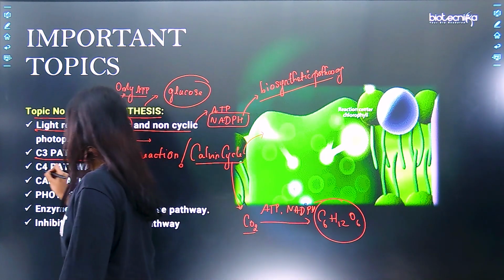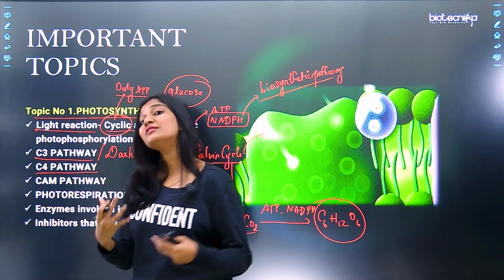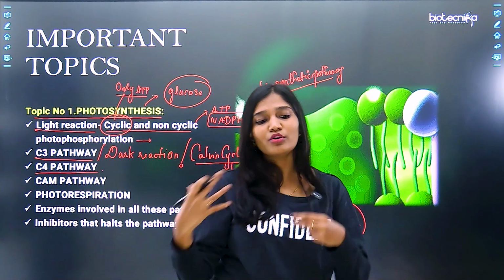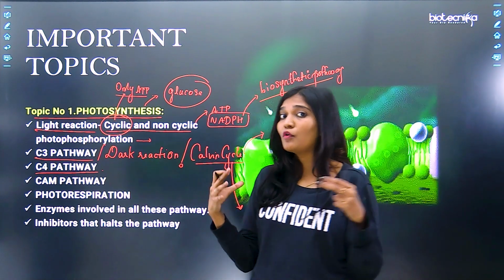The next pathway is the C4 pathway. There are some plants that do not want to go in for a reaction called photorespiration.